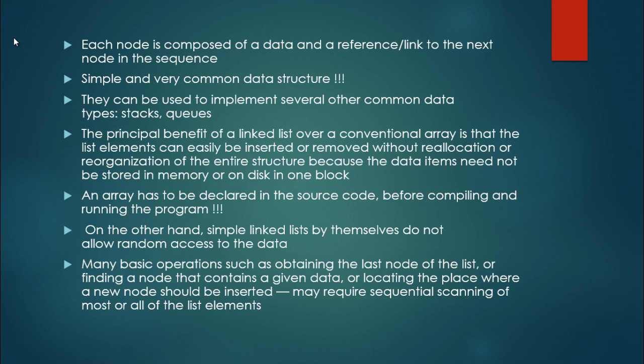So an array has to be declared in the source code before compiling. On the other hand, linked lists are much more dynamic. But simple linked lists by themselves do not allow random access to the data, and this is the main disadvantage of linked lists. Many basic operations, such as obtaining the last node of the list, finding a node that contains given data, or locating the place where a new node should be inserted, may require sequential scanning of most or all of the list elements as far as linked lists are concerned.